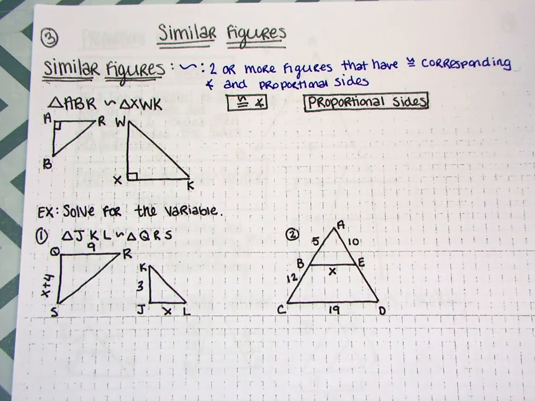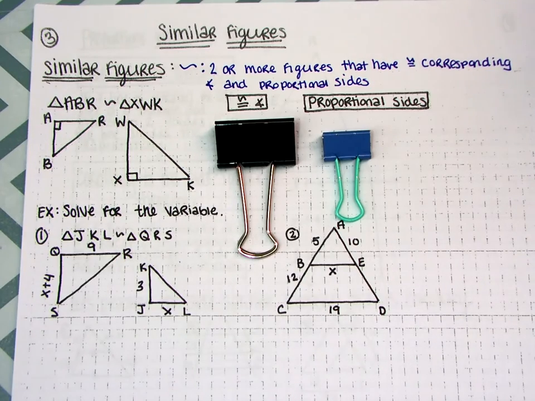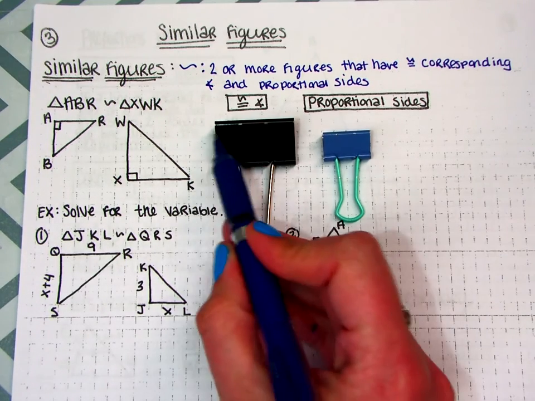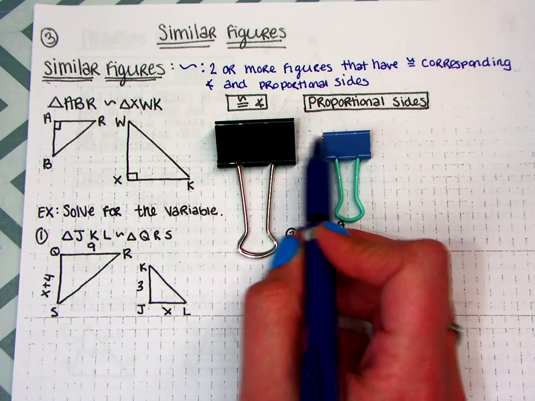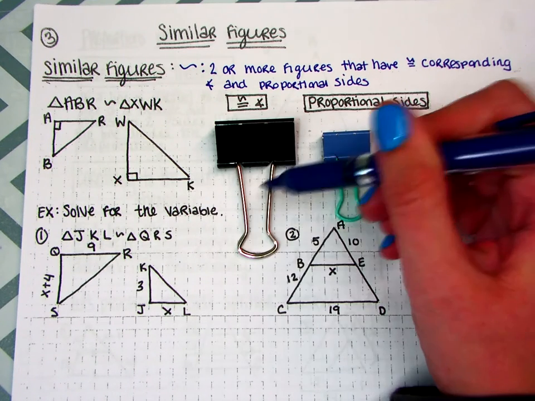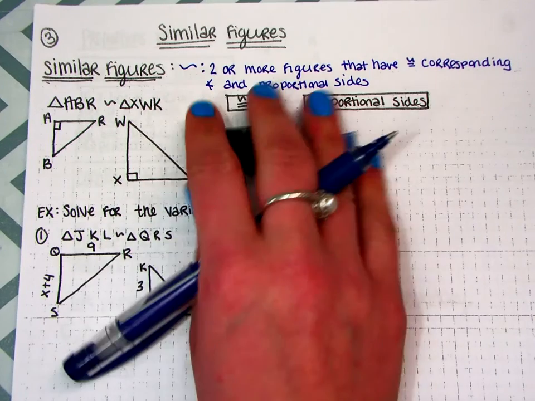So here's one binder clip and here's another binder clip. These binder clips are similar. So what happens is the angle that's right here in this corner is the same as this angle over here. These angles don't change, but their side measurements change at the same rate. So the sides are proportional.